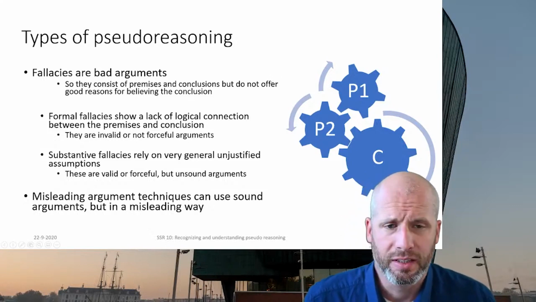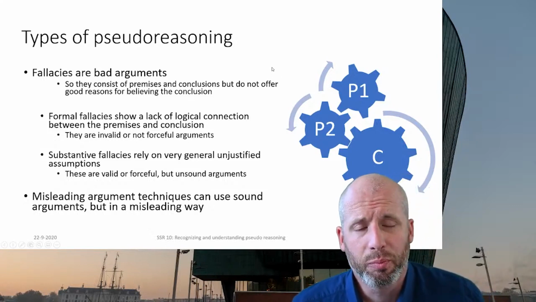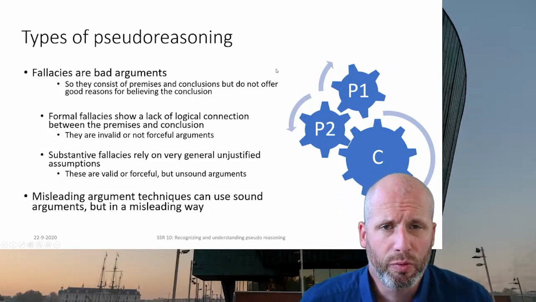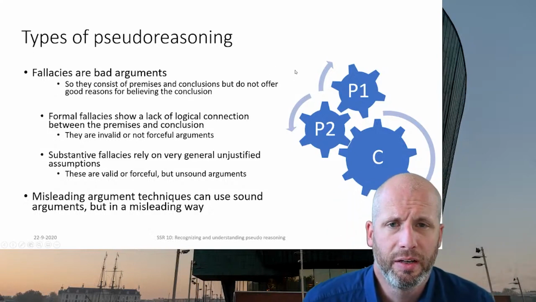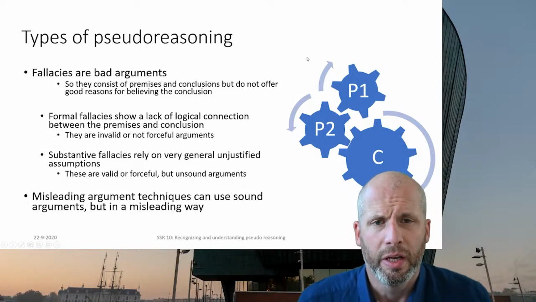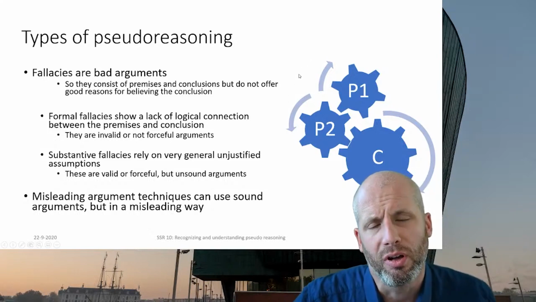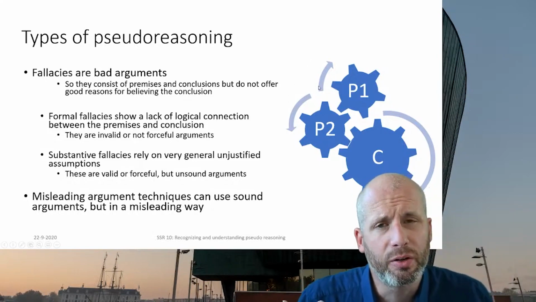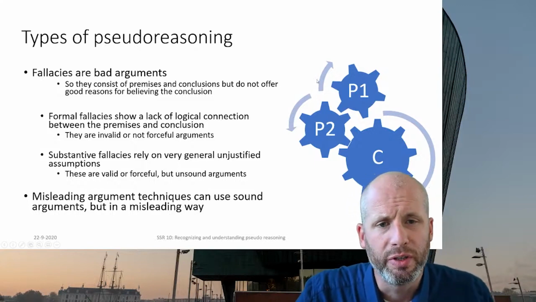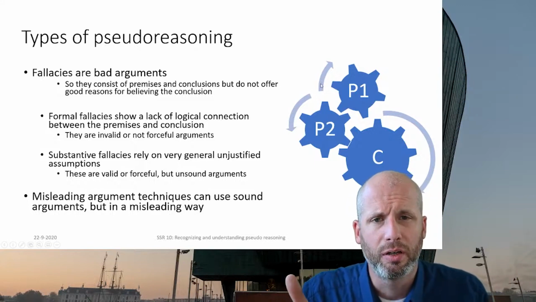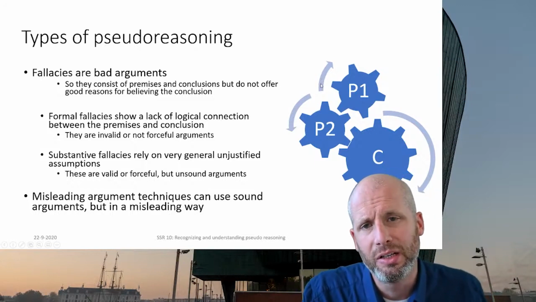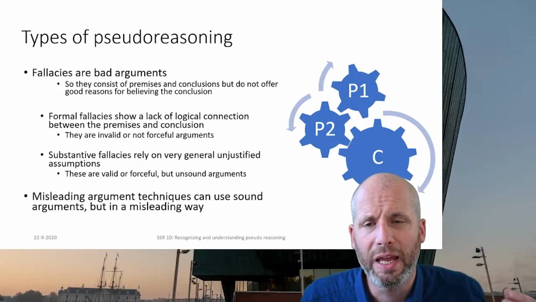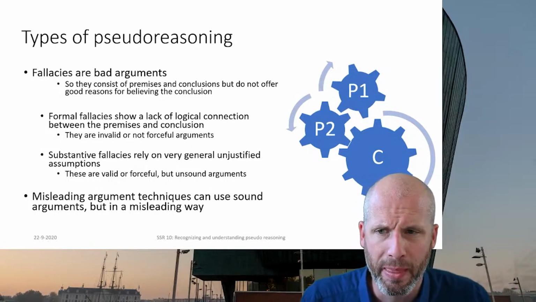Misleading argument techniques can be both. There can be a proper connection, so it can be valid or forceful, and it can also be the case that it's a sound argument. But the way in which that argument is offered is misleading, right? So, for example, in a red herring, I could give you a good reason to believe something, but I'm stressing different topics that might lead you astray from the thing that you would actually want to have discussed.